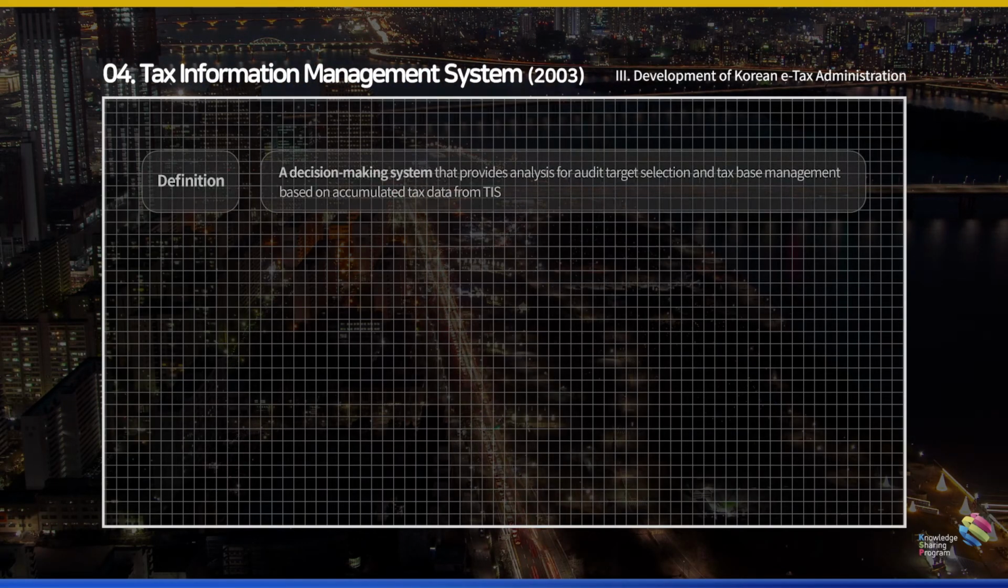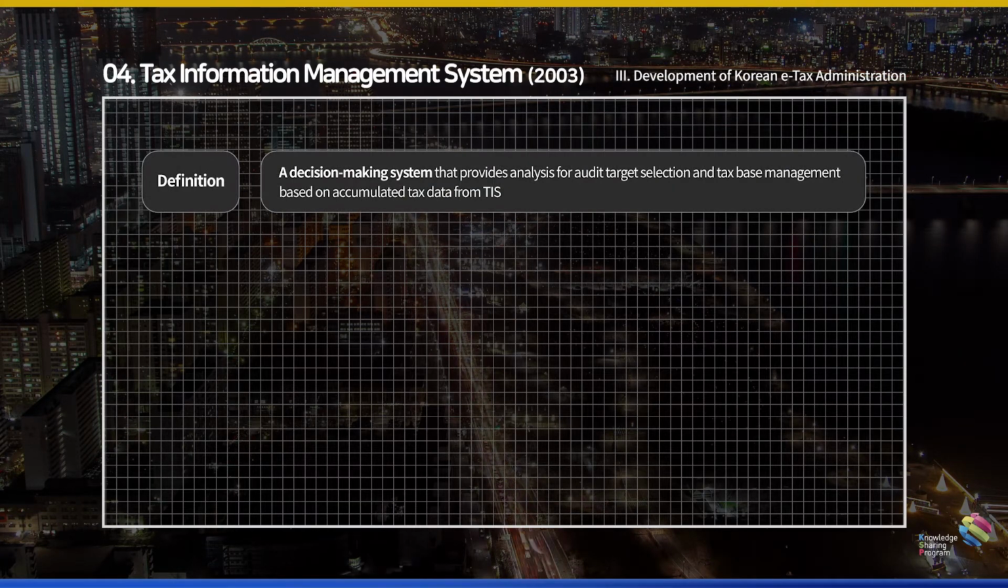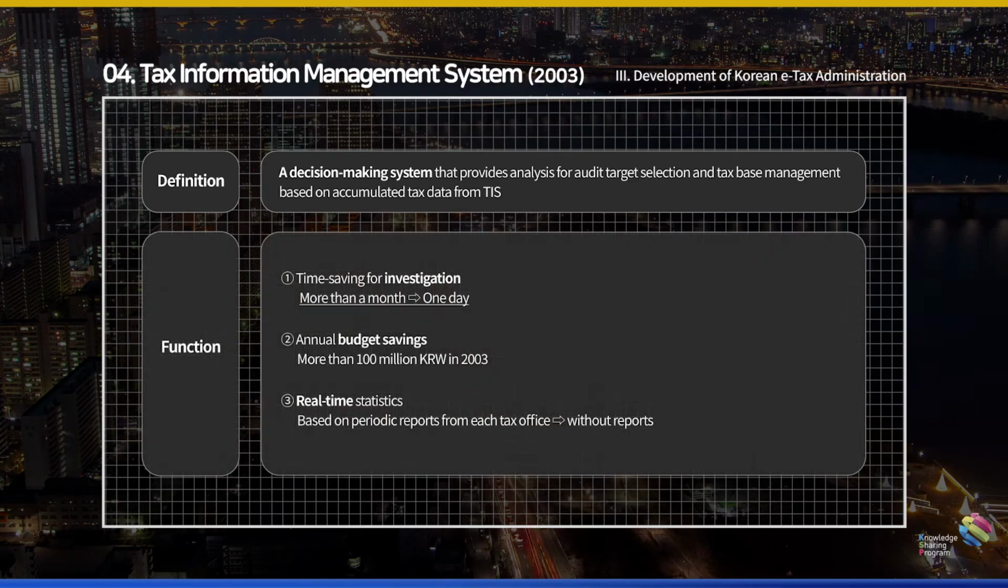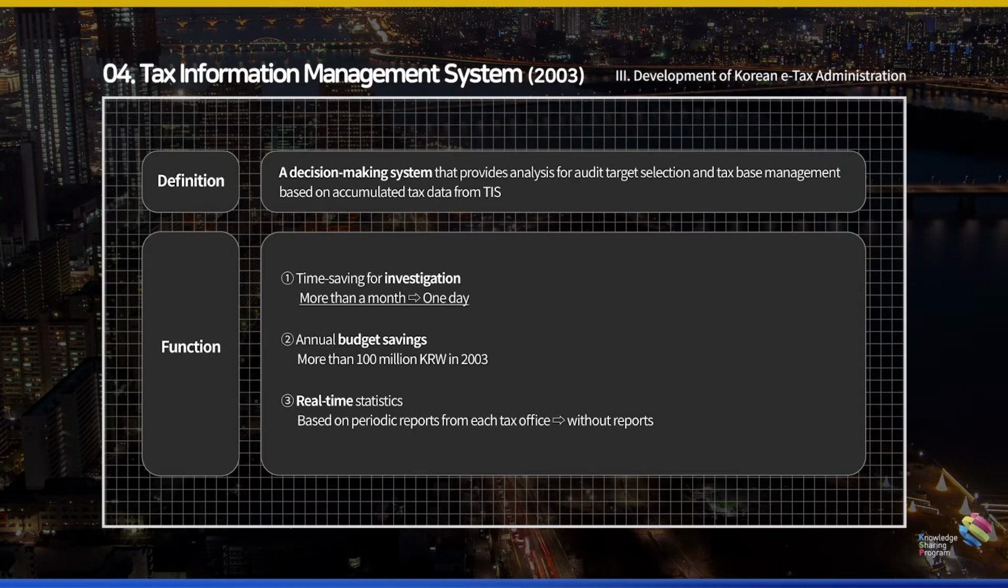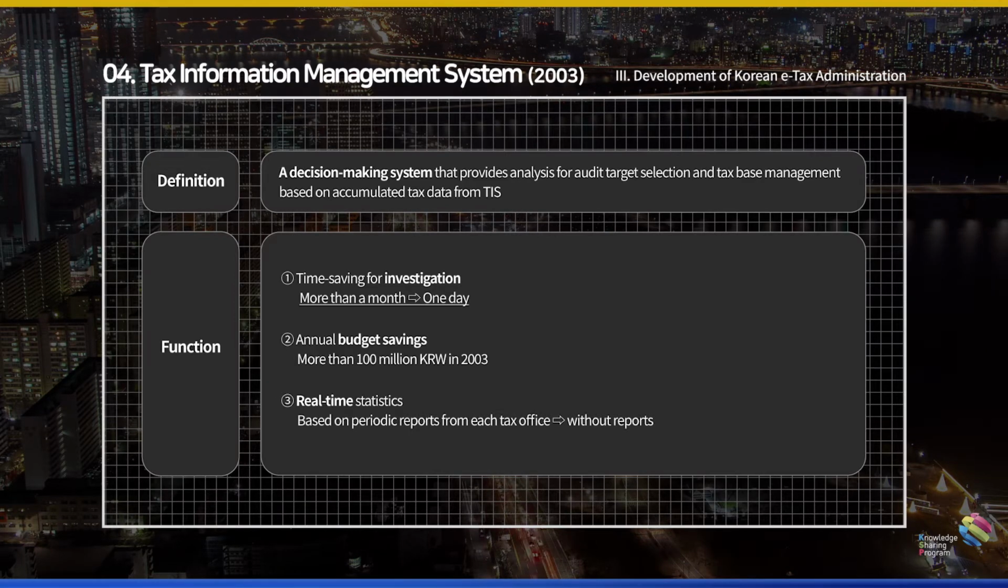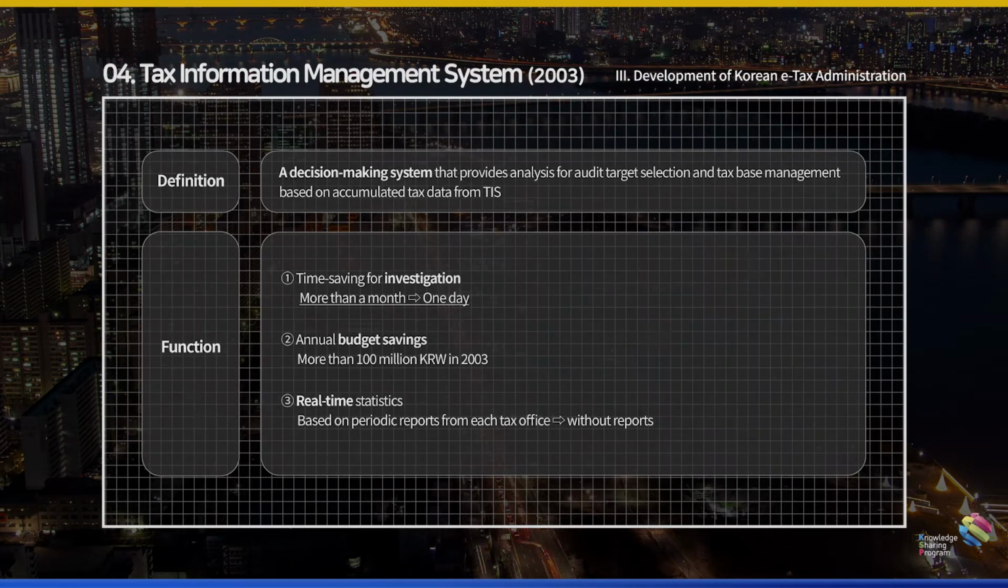Then in 2003, the Tax Information Management System, known as TIMS, was established as a decision-making tool to provide analysis for the selection of audit targets and tax-based management based on accumulated tax data from TIS. As a result of using TIMS, investigation time has been reduced. Previously, it took more than a month to conduct an investigation, but now it can be done within a day. Also, TIMS achieved annual budget savings of more than 300 million Korean won in 2003. Lastly, prior to TIMS, statistics were derived from periodic reports from each tax office, but with TIMS, real-time statistics are produced without having to wait for the periodic reports.